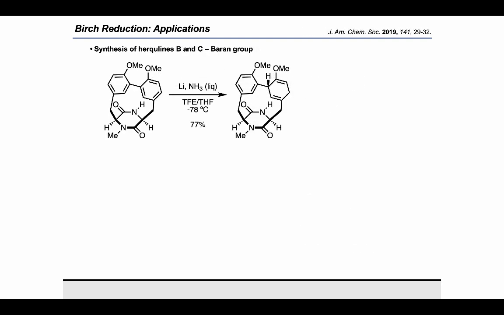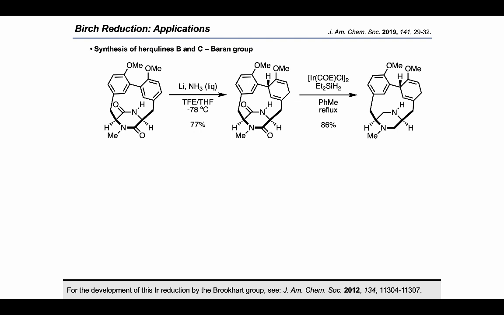Finally, I want to look at the Baron group's approach to Herculenes B and C. In this example, we'll start from a diaryl intermediate, which they used in a Birch reduction. They found that under these conditions, only the aromatic ring on the right was reduced to the cyclohexadiene. Then, they used Brookhardt's iridium silane conditions to reduce both amides of the diketopiperazine.